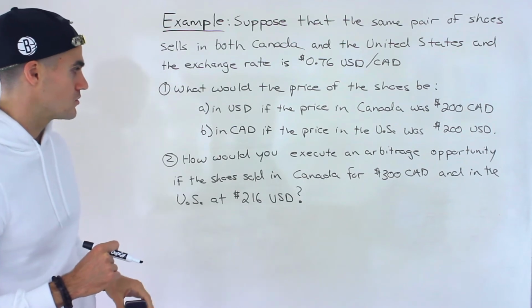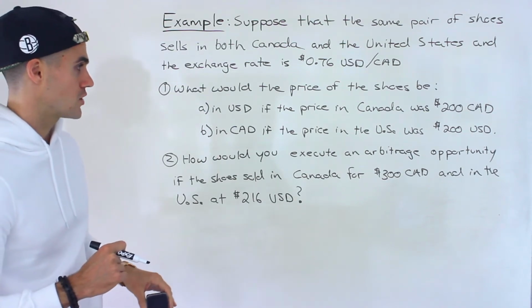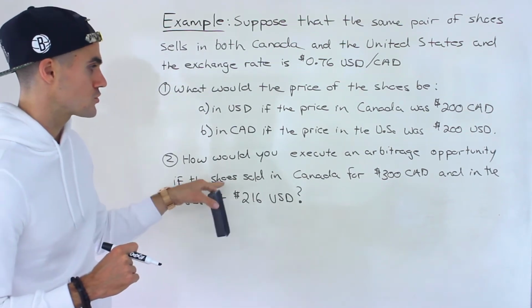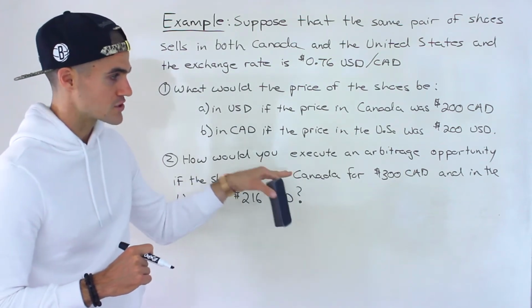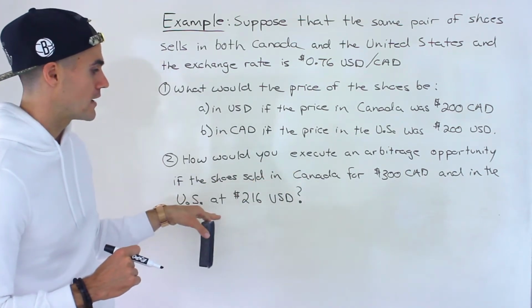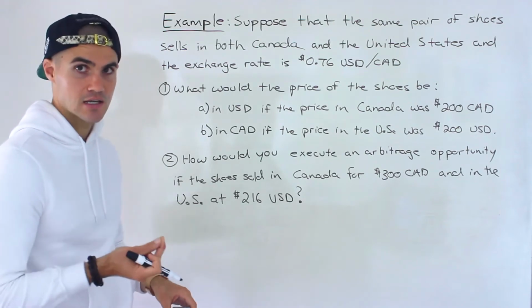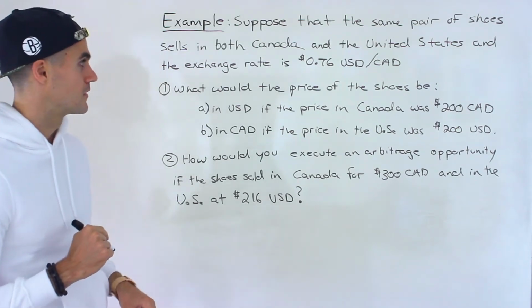And then number two, how would you execute an arbitrage opportunity if the shoe sold in Canada for $300 Canadian and in the US at 216 USD?